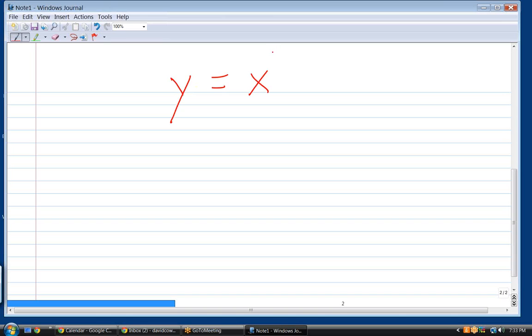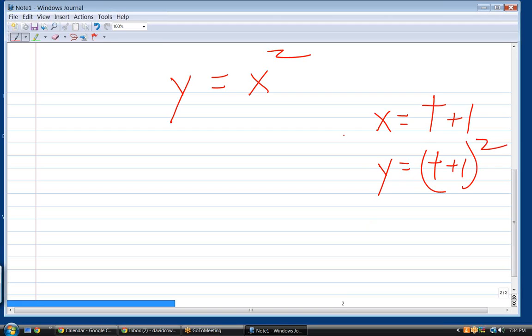If I say this, that's one equation, two variables. But if I want to say x is equal to t plus 1, that would make y equal to t plus 1 squared. So now I have two equations and three variables. So I've taken one equation and two variables and turned it into two equations and three variables. Now you might say, well, why would you ever want to do that?